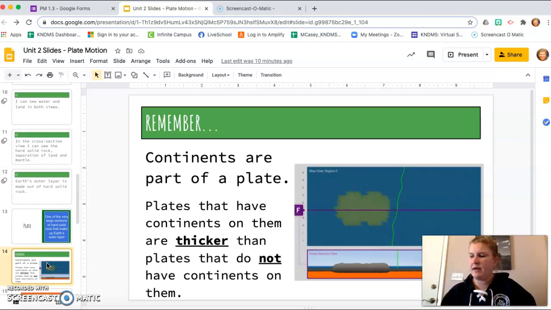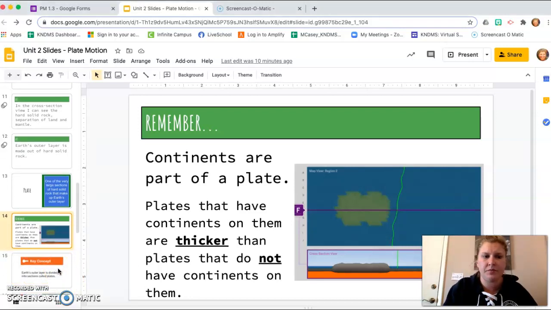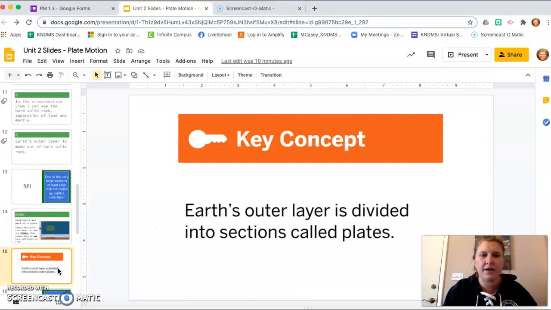So one thing I want you to write down is that continents are part of a plate. Plates that have continents on them are going to be thicker, as you saw in the cross-section view of the sim, than those that do not have continents on them. Another key concept you will need to write down is that Earth's outer layer is divided into sections called plates, which we just defined for you.